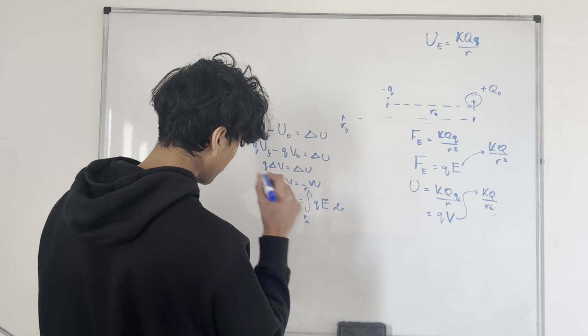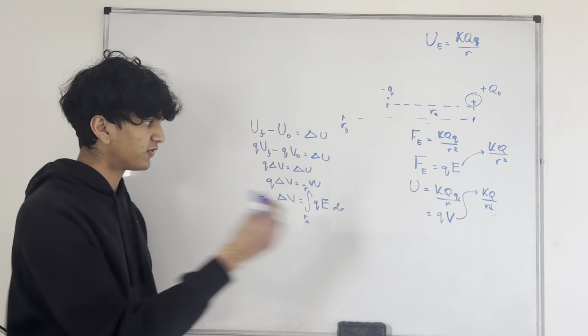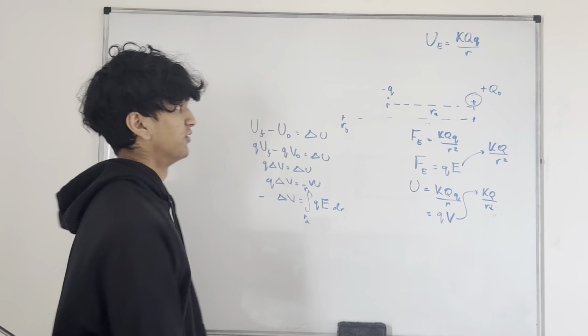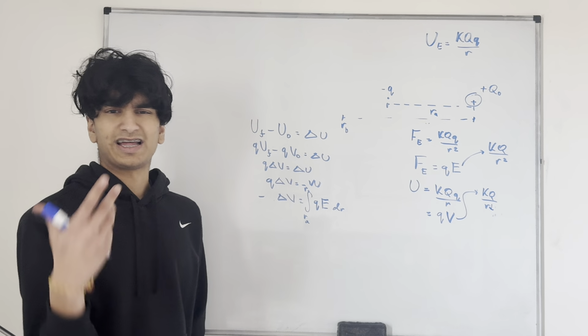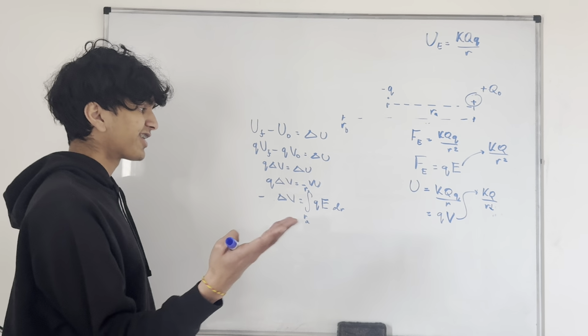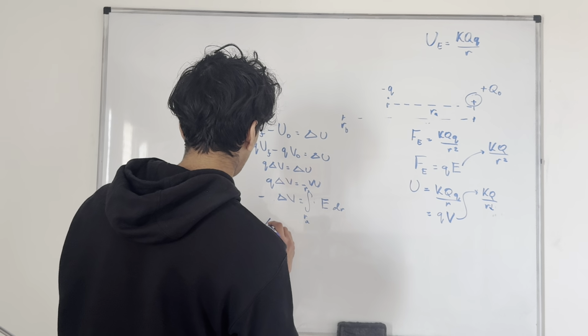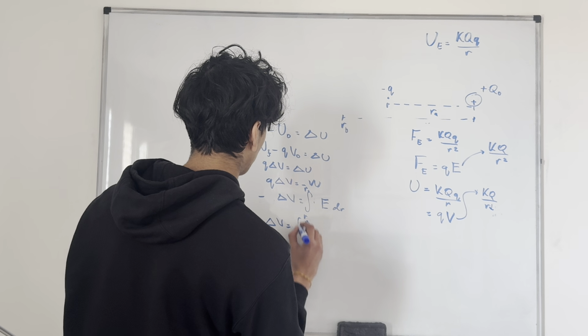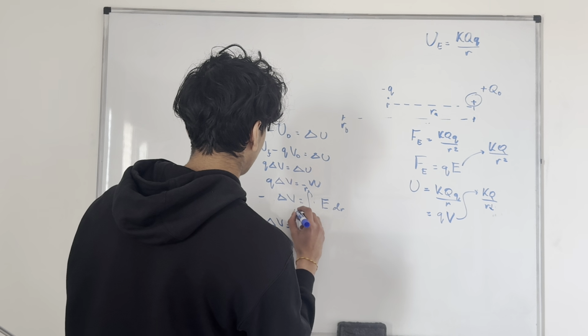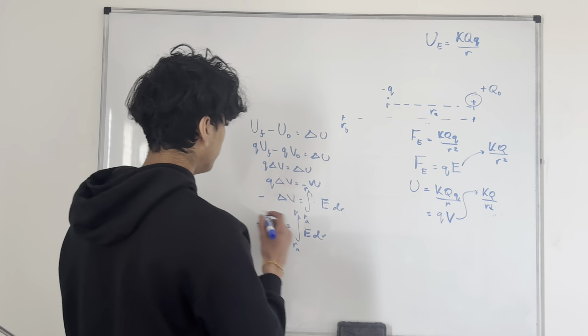Now these Q's can drop, because the charge of whatever's moving through the electric field is not going to change. Probably not. I hope not. That would be really weird. So I can drop the Q's, and I get that the negative change in V is going to equal the integral from RA to RB of E dr. Simple as that. That is the equation that relates voltage to the electric field.